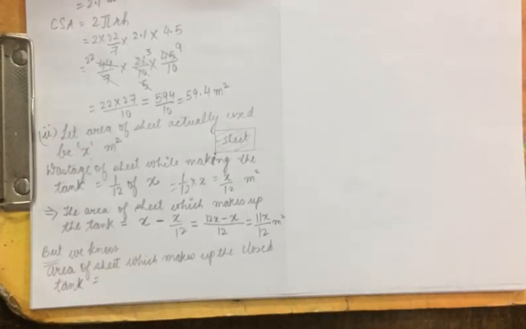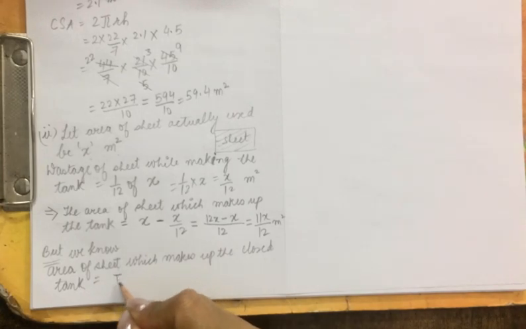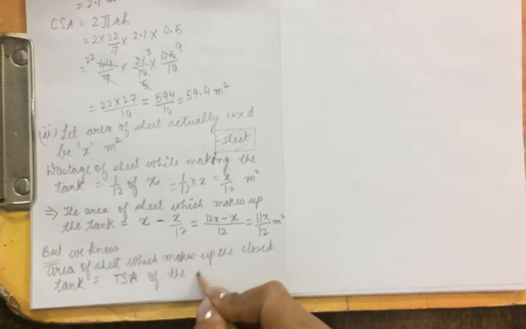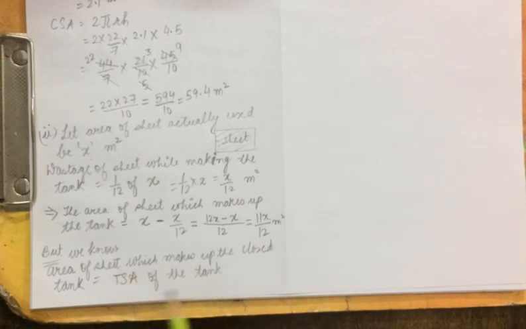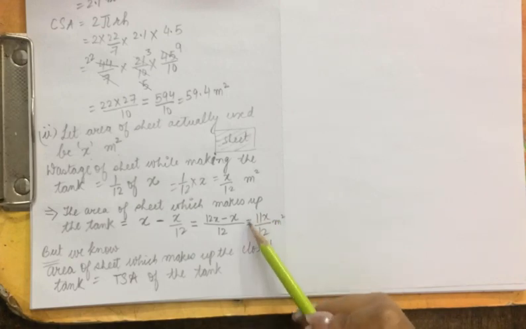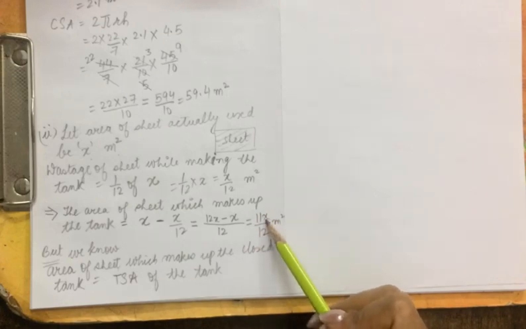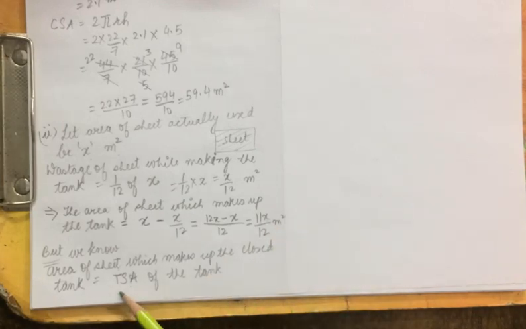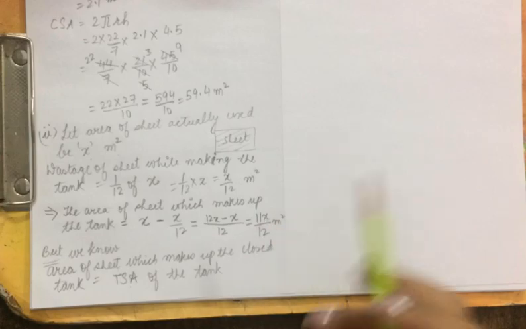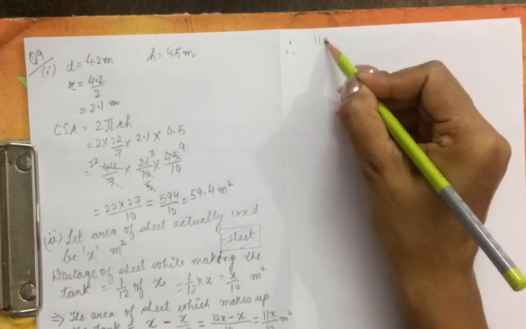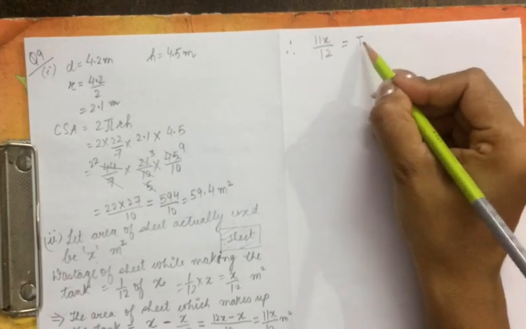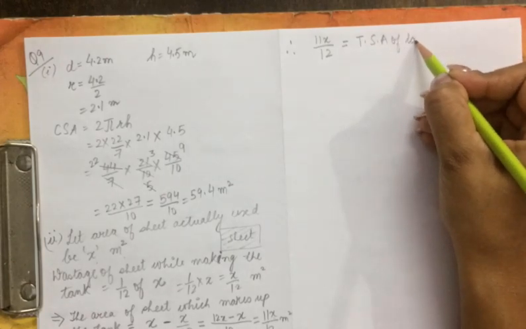Now if there was a separate question where you had to find out the area of sheet needed to make a closed cylindrical tank, what would you find out? Yes, you would find out the total surface area of the tank. This is something which we are aware of. This is how we do our question. So what should happen here? This value, which has been calculated in terms of the sheet actually used, and the total surface area of the tank should be equal. So our equation will be, therefore, 11x/12 is equal to the total surface area of the tank.